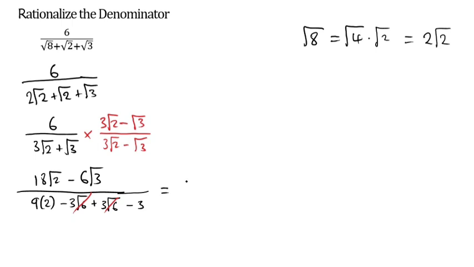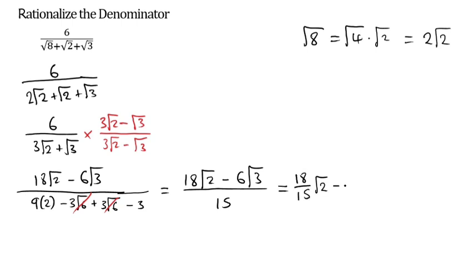So this will give us 18 root 2 minus 6 root 3 divided by 18, that is 9 times 2 is 18, minus 3, that is 15. So I can reduce this by simply saying this will give us 18 over 15 root 2 minus 6 over 15 root 3.